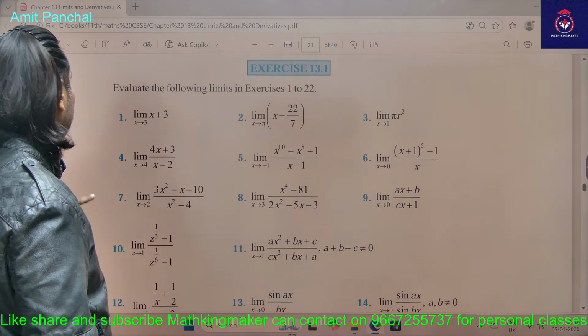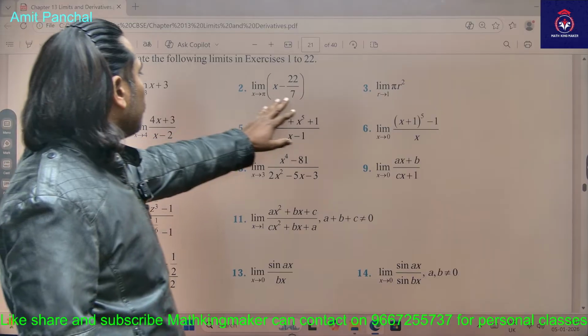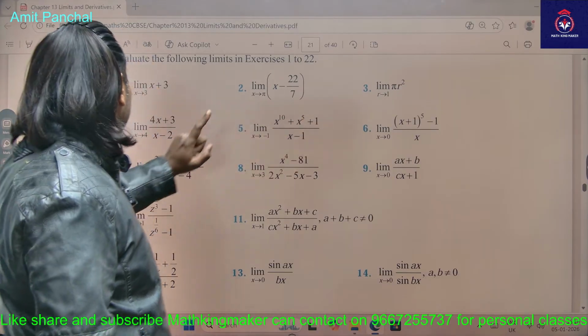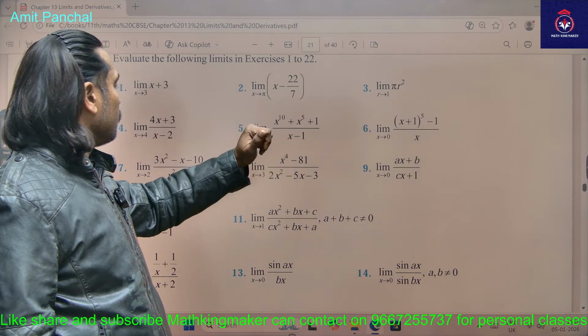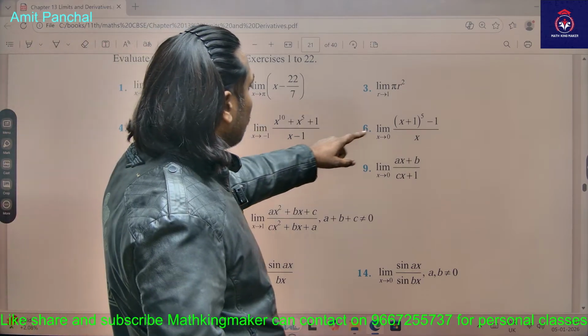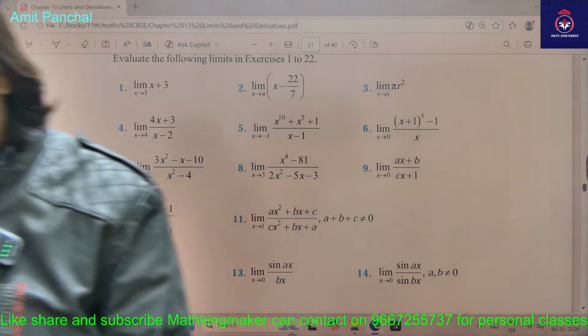Okay, no issues. First one is very simple, second one is also simple, third one is also simple, fourth is also simple, fifth one is also simple. Okay, just try the sixth one.